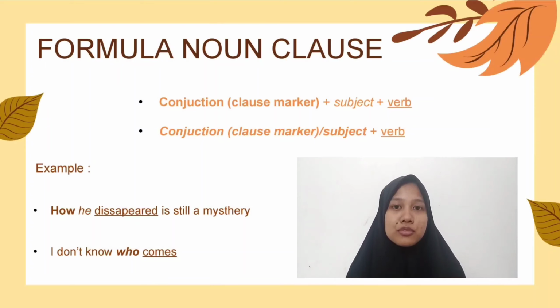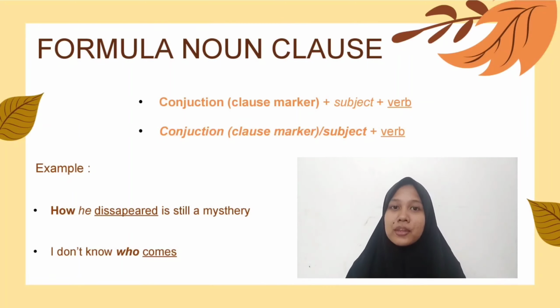I will give you examples of this formula of noun clause. First, how he disappeared is still a mystery. How he disappeared in the sentence is a noun clause. How is a clause marker. He is the subject of the noun clause. Disappeared is the verb of the noun clause.